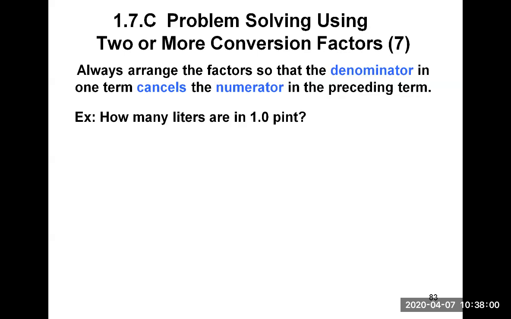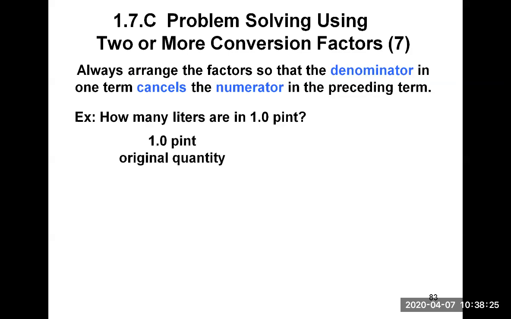If you look at English system units only, there is a relationship between the quarts and the pint. 1 quart equals 2 pint. So that's what you will want to use to change the pint into quarts, and then you can change the quarts into liters. So you will need those two equalities.